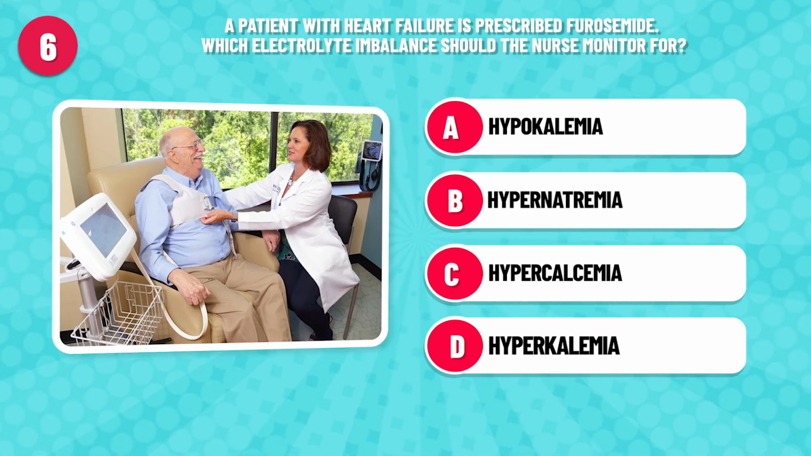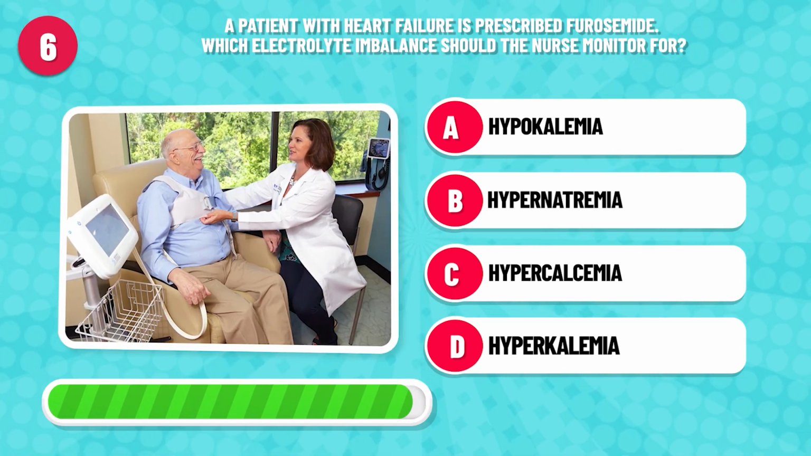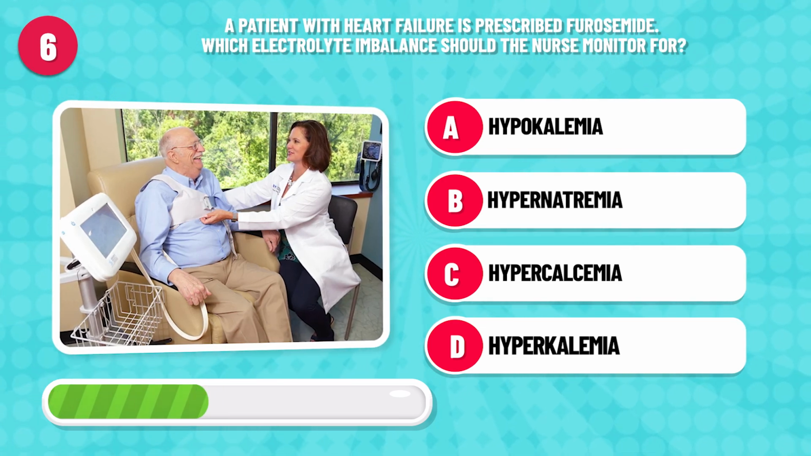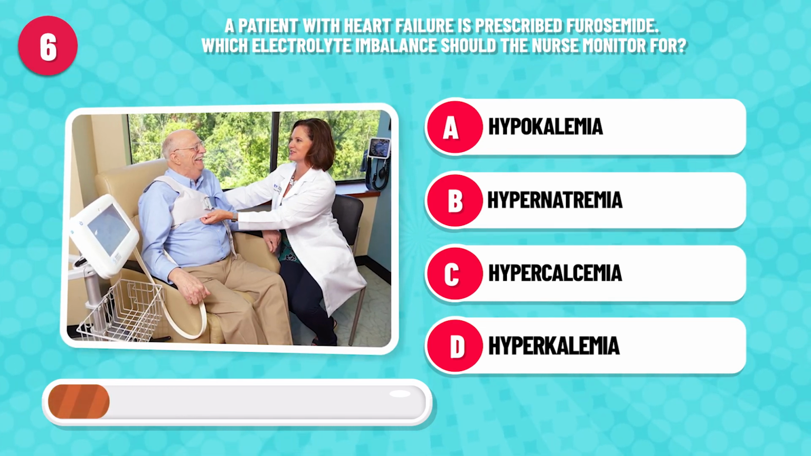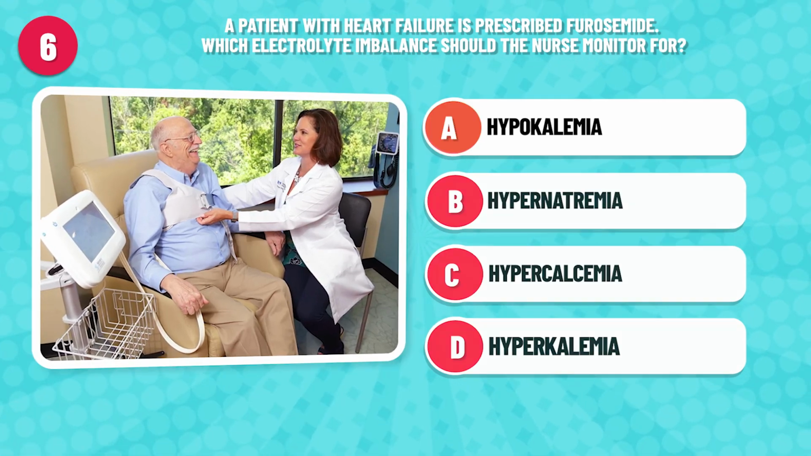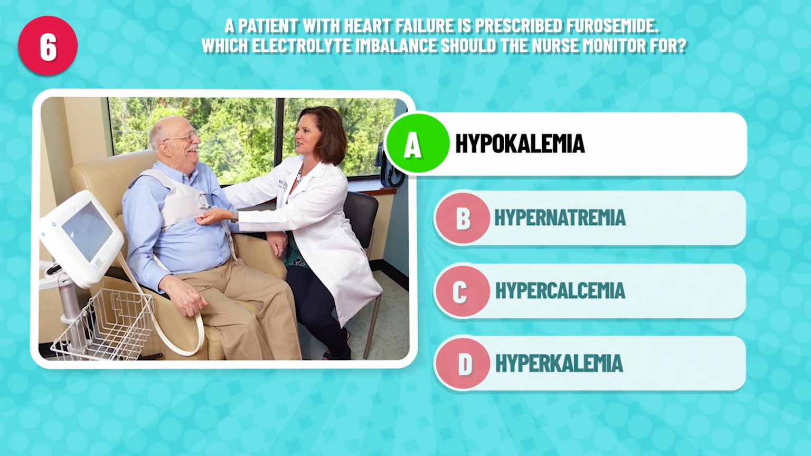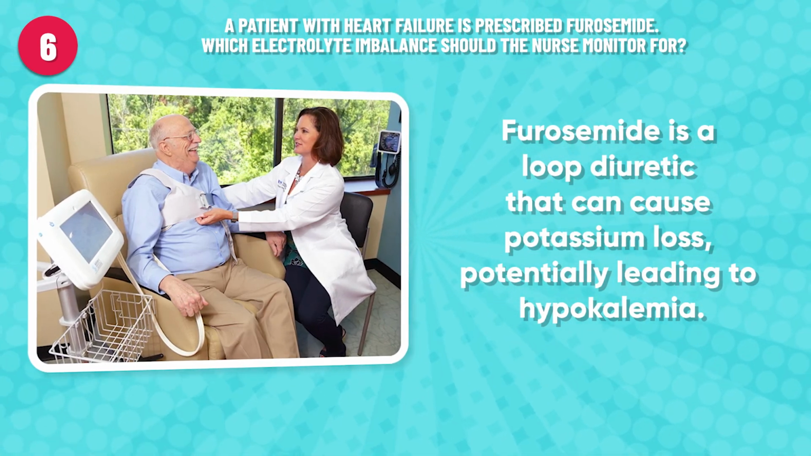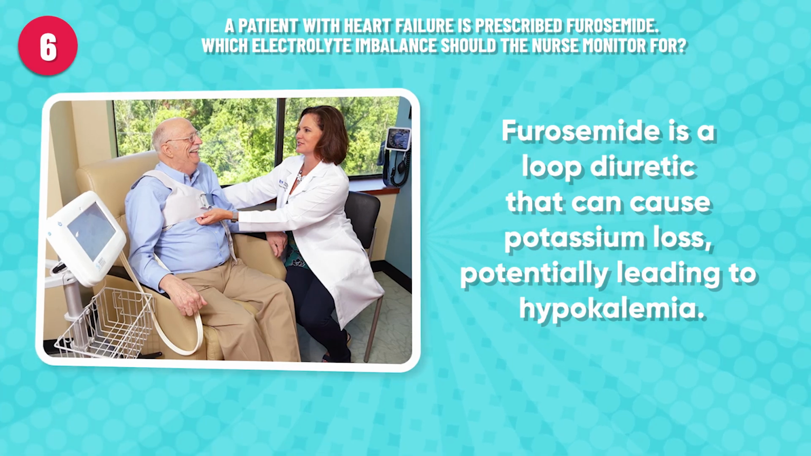A patient with heart failure is prescribed furosemide. Which electrolyte imbalance should the nurse monitor for? It's A. Hypokalemia. Furosemide is a loop diuretic that can cause potassium loss, potentially leading to hypokalemia.